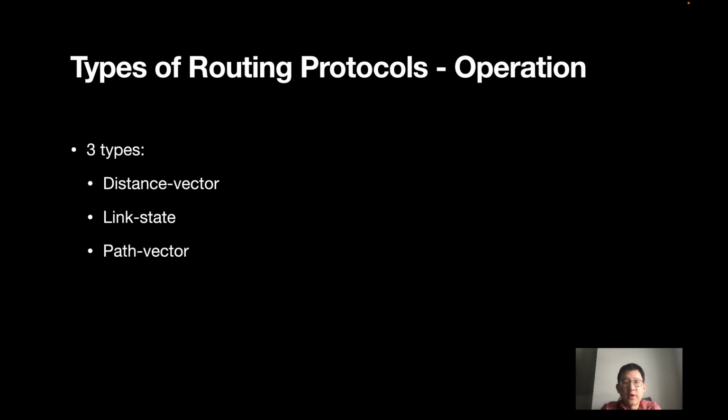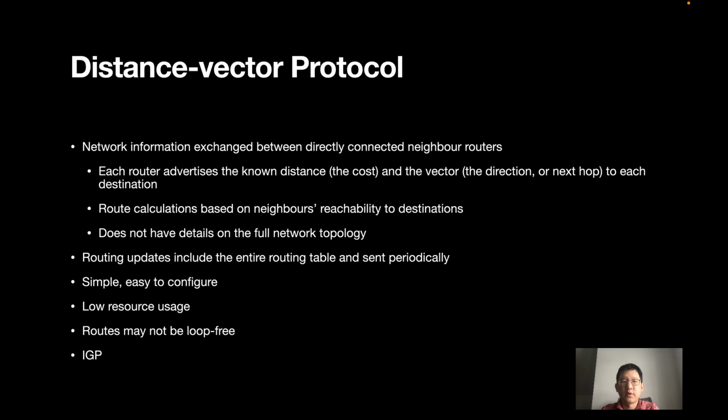Next is the classification based on operation, and there are three types. The first is called the distance vector, second is the link state, and third is the path vector. For distance vector protocols, the network information is exchanged between directly connected neighbor routers, and each router advertises the known distance, which is the cost, and the vector, or the direction or next hop to each destination.